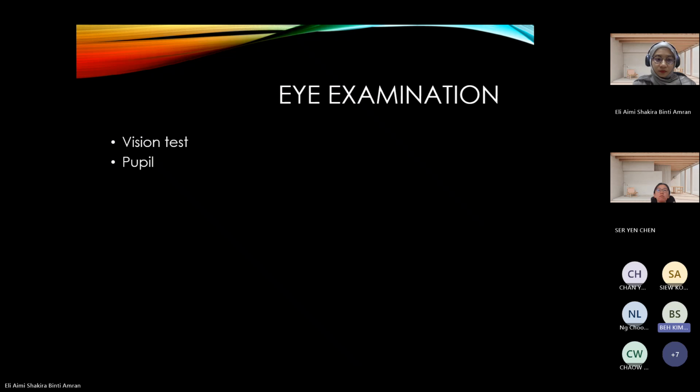Use a torchlight to shine directly and indirectly. Not a torchlight, a pen torch. Why can you not use a torchlight? Too bright already. Yes, the white light can bleach their photoreceptors, so it can be another issue.